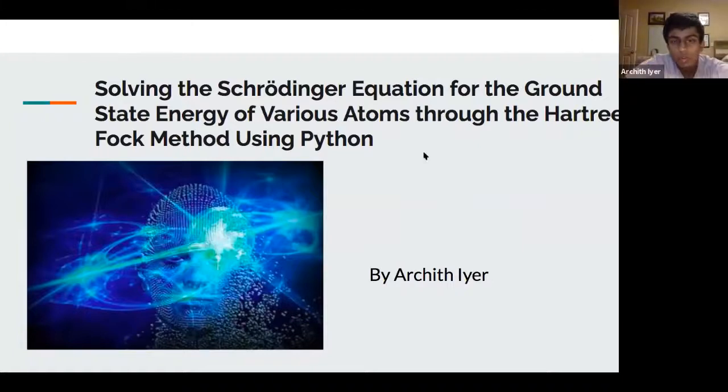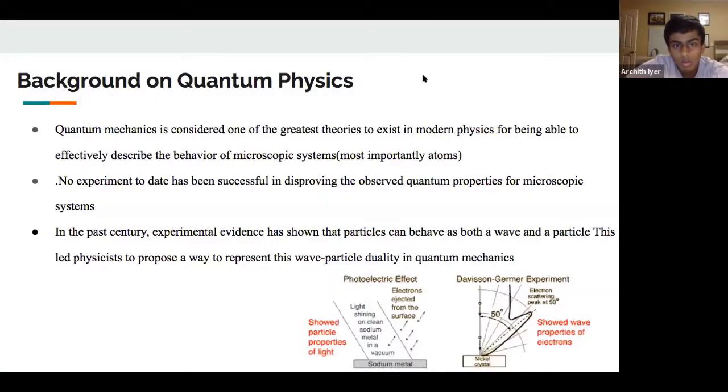So, solving the Schrodinger equation for the ground state energy of various atoms through the Hartree-Fock method using Python. And it seems like getting my computer to screen share is more complicated than the actual quantum physics itself. So let's begin. A bit of background on quantum physics.